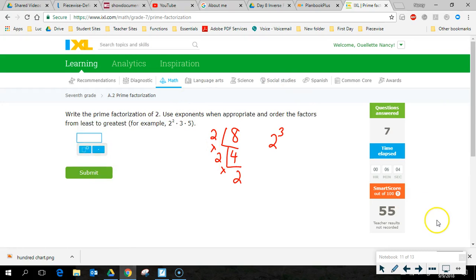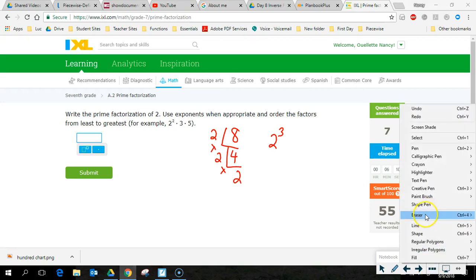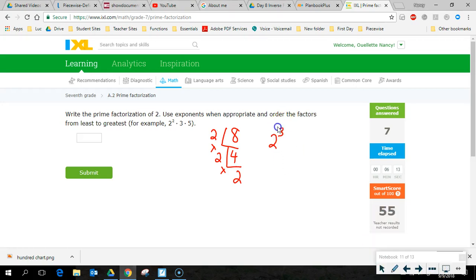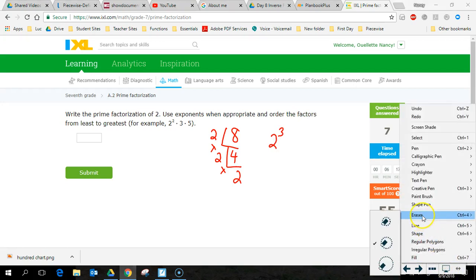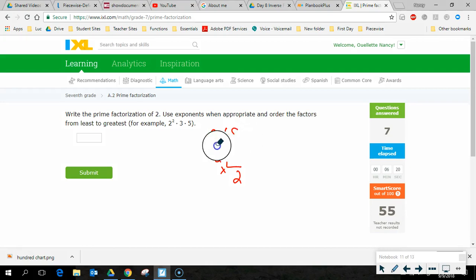Let's do one that's a little bit more difficult. This is asking for the prime factorization of 2, so I'm going to do one that it's not asking me to do. Let me erase. Okay. Let's just practice one that's a little bit more difficult. It's not this problem, but just so that you see one that goes a little bit further. Let's do 24. So let's say you're asked for the prime factorization of 24.